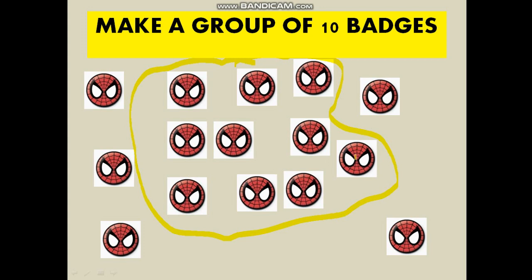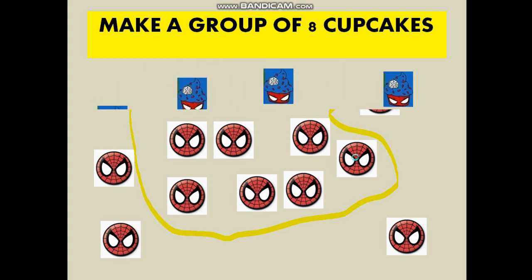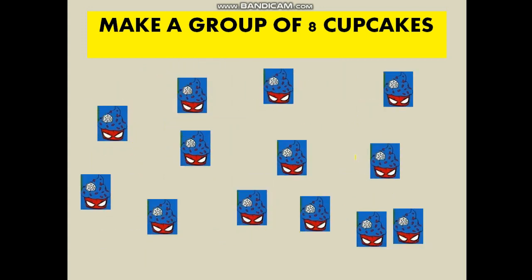Shall we do one more example? Let us try with cupcakes. So now I want to make the group from this side. So what will I do? First I will count 8 cupcakes. 1, 2, 3, 4, 5, 6, 7, 8. So I will count and make the group like this. So my 8 cupcakes are now in the group.